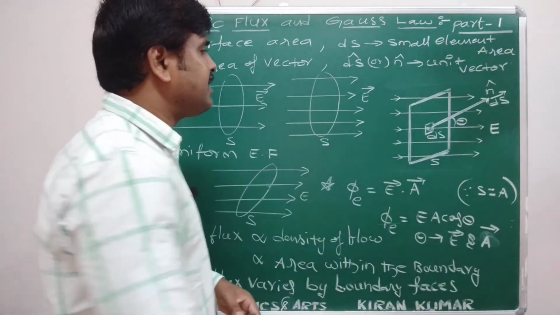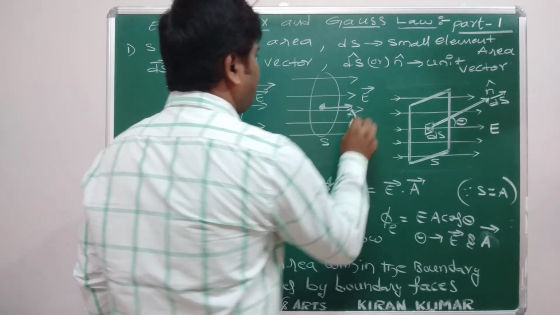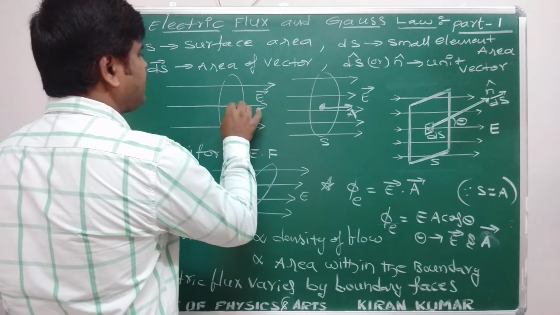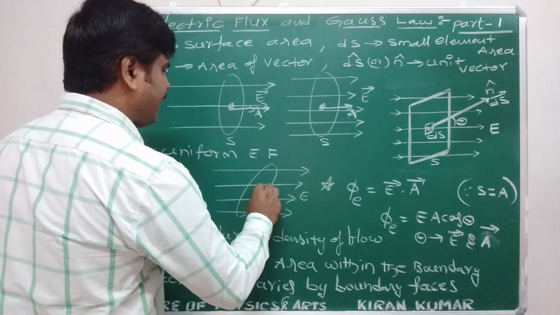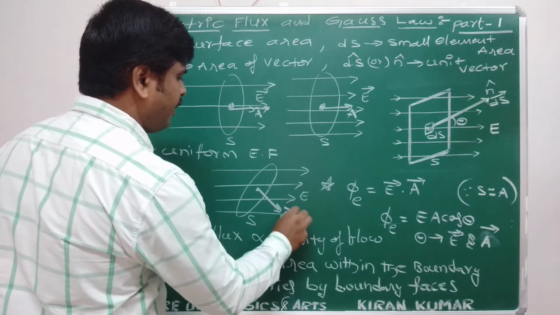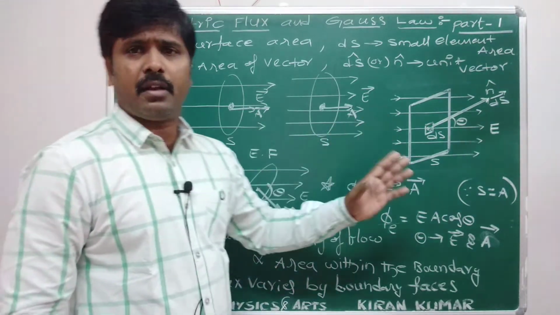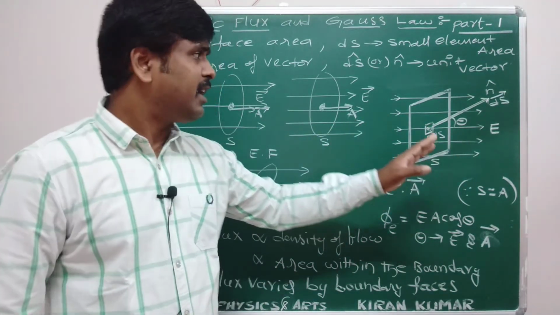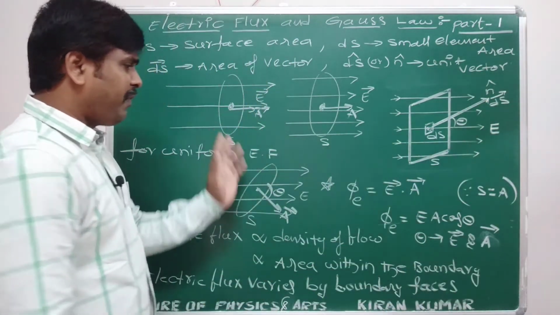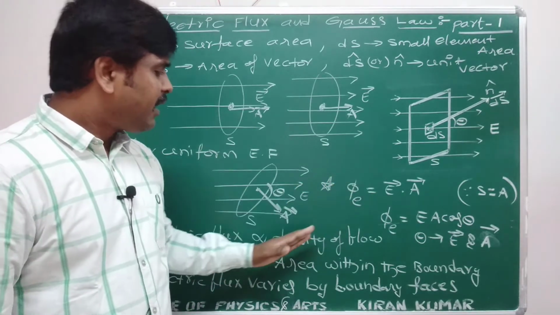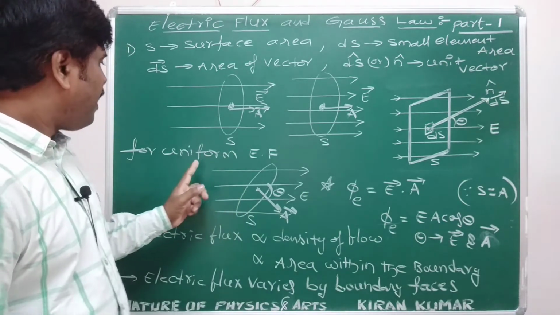For example, this is A bar. Here also we can take the center. This is taken as A bar. It is making a certain angle like this. A bar is making an angle theta. Now it is clear. For non-uniform, that we can discuss. Here also A bar is taken as ds bar, as I already told you. So different examples, formula and related points we did, and in continuation we can discuss non-uniform electric field.